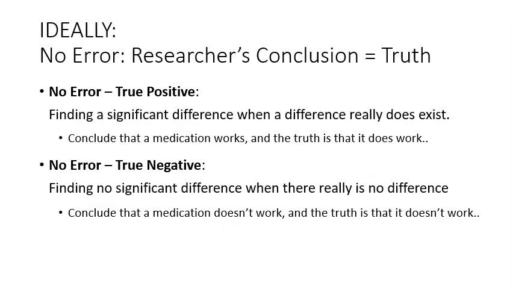Ideally, we're not going to have any error. We're going to have the researcher's conclusion being aligned with truth. If there's no error, it's a true positive, the researcher would find a significant difference when the difference really does exist, conclude that a medication works and the truth is that it does work, or a true negative, conclude that the medicine doesn't work and the truth is it doesn't work.